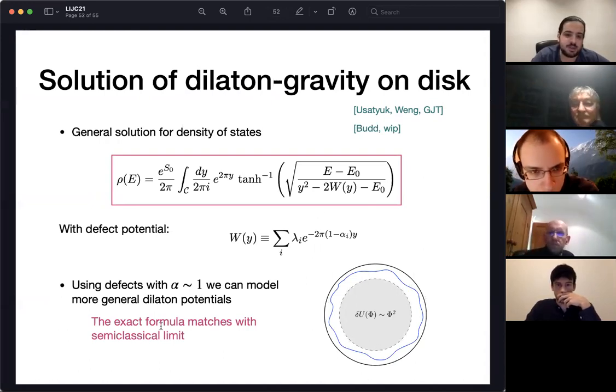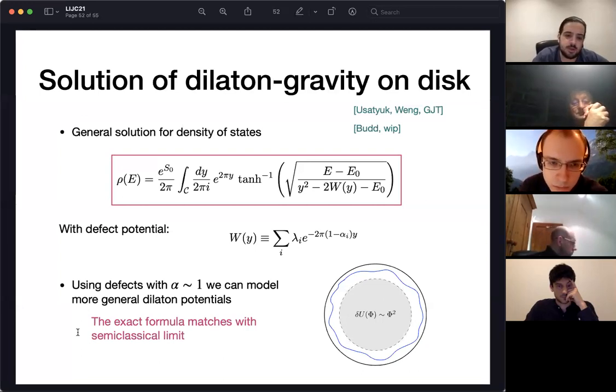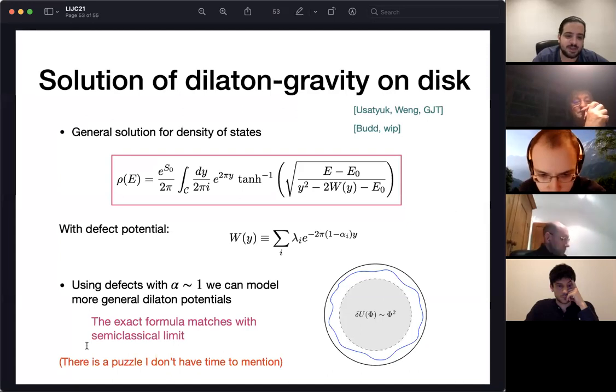And something nice about this formula is that it matches with the semi-classical limit. So you can compute this density of states semi-classically, and this exact formula matches with that. So that's good. And I'm saying it because if you take the formula for alpha smaller than 1/2 and just analytically continue without taking into account that the solution is not valid for alpha close to 1, then you will get something that does not have a good semi-classical limit. But okay, there is some puzzle that I don't have time to mention, but you can ask me if you want to.